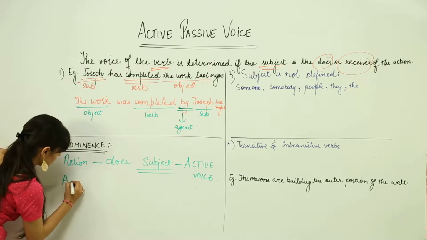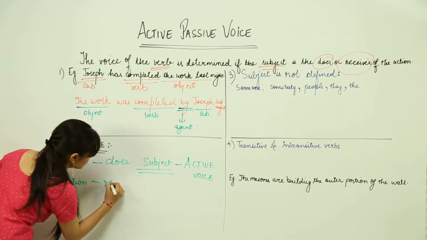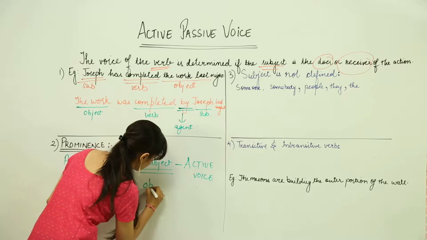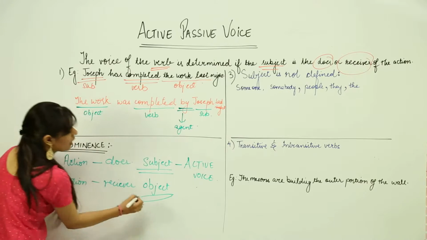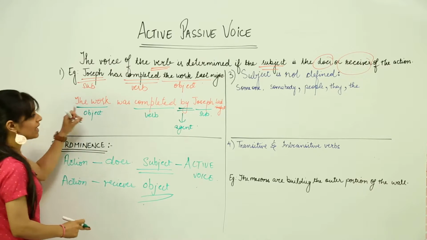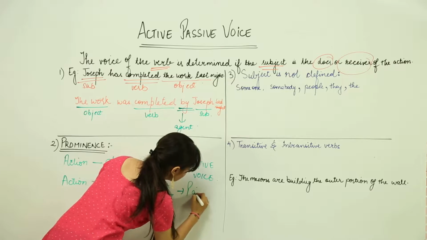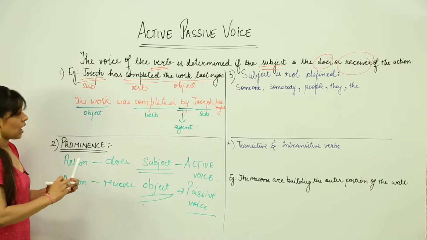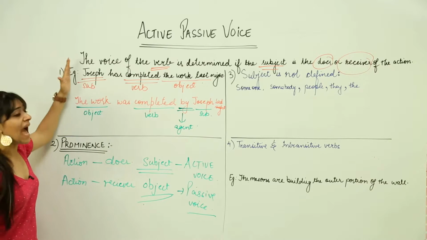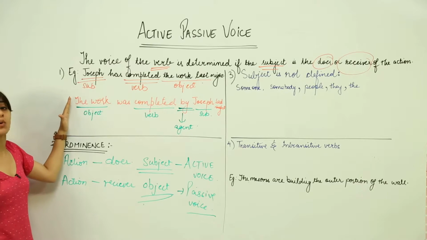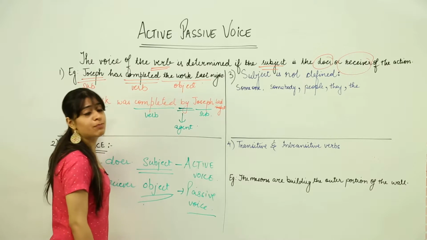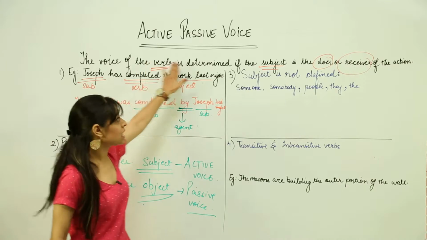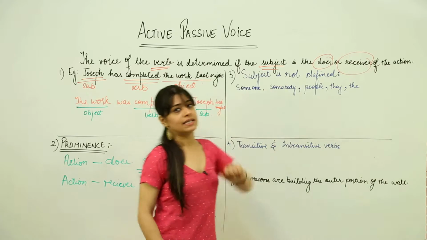If the receiver, that is the object, is prominent, like here the object was prominent, then it automatically becomes passive voice. Now I hope the concept between the active voice and the passive voice is clear to us. We judge the sentence as being active voice or passive voice by looking at the position of the verb, the subject or the object in the sentence.